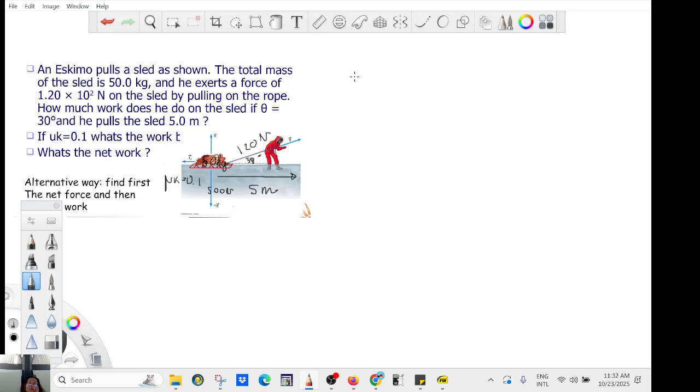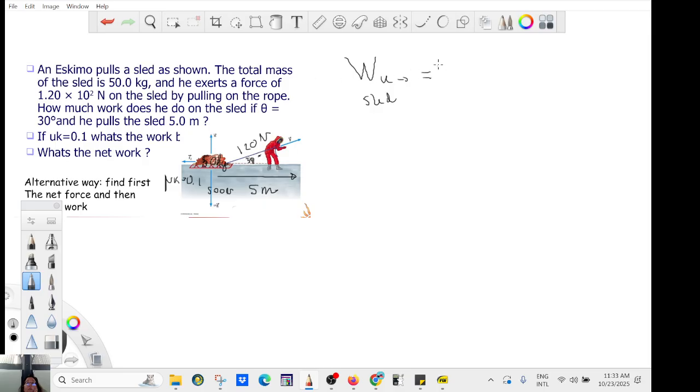So you see how much work is done on the crate. So the net work done on the crate. You need to find the work done by the pull and the work done by friction, and then you add them up. Or you can find the net force and then multiply by the displacement. Okay, so do it. So we're going to say you are an Eskimo on the sled.